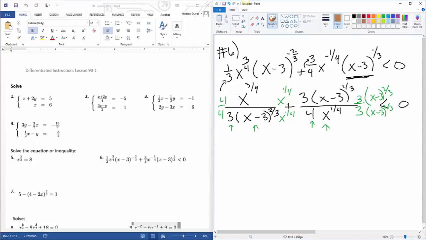On top on this side, I have 4 times x. Now if you're wondering why is it 4 times x, because this is 3/4 and this is 1/4, well I have to add those together. 3/4 plus 1/4 is 1. Plus 3 times 3, so I'll just say 9.